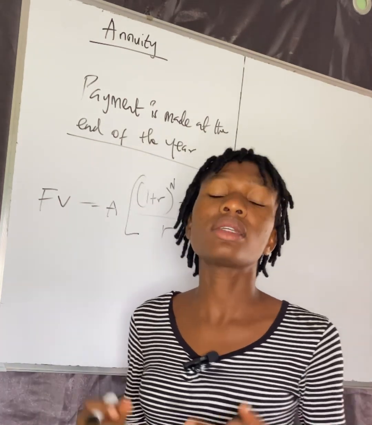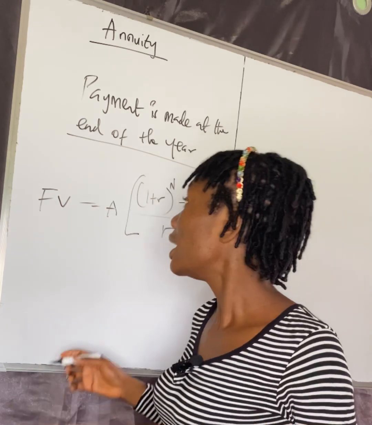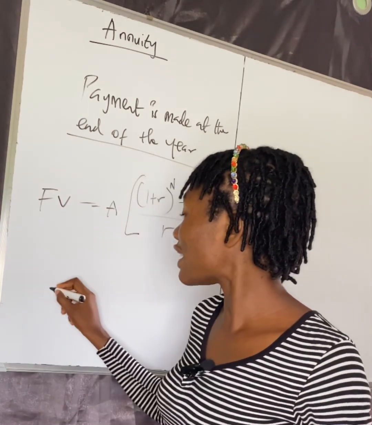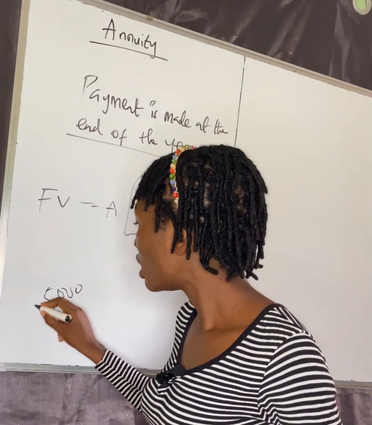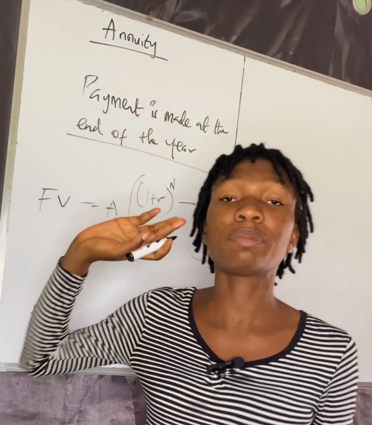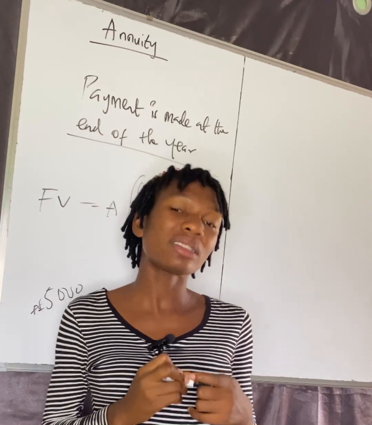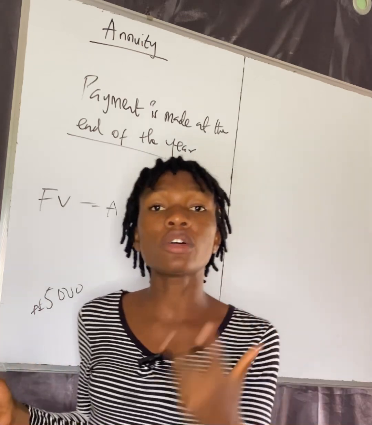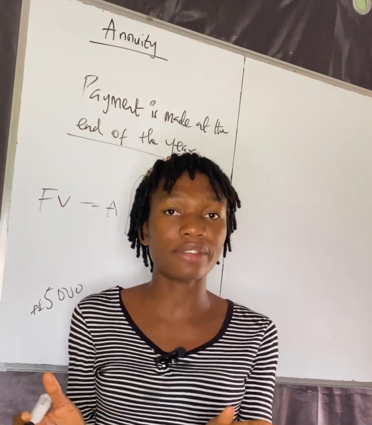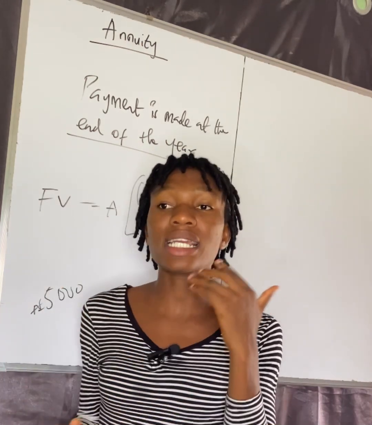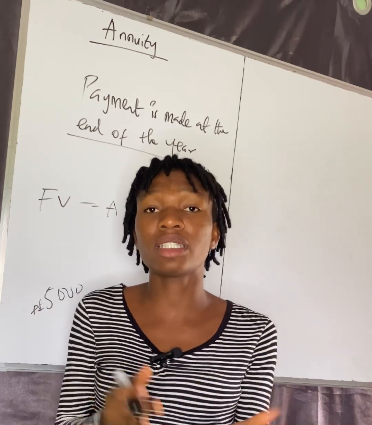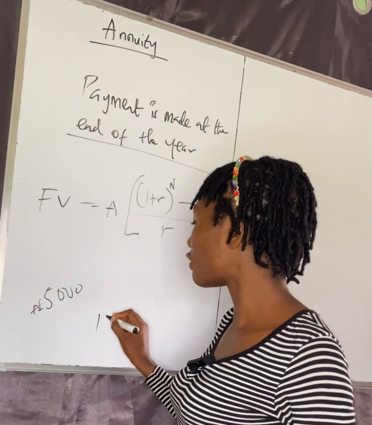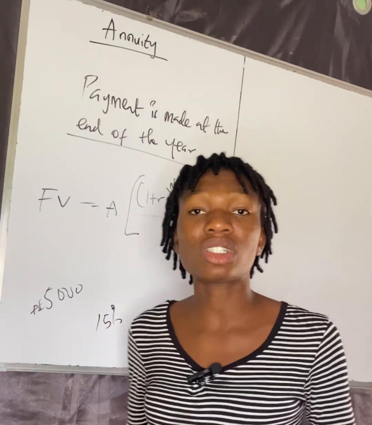Now let's take an illustration. Let's assume that a person was investing 5,000 naira yearly. For the first case, we are saying payment is made at the end of the year. So let's say Mr. Johnson invested 5,000 naira at the end of each year with a bank, and he did this for 5 years. He kept investing 5,000 naira at the end of every year for 5 years, with a particular bank at an interest rate of 15%.